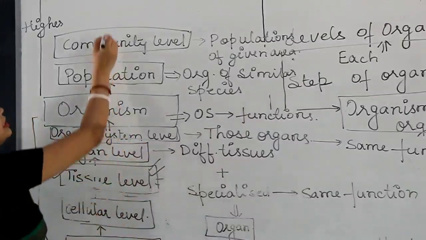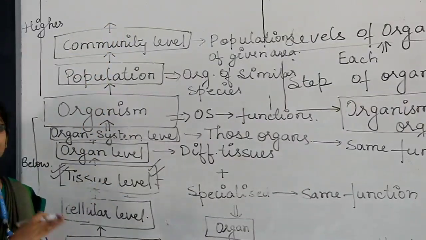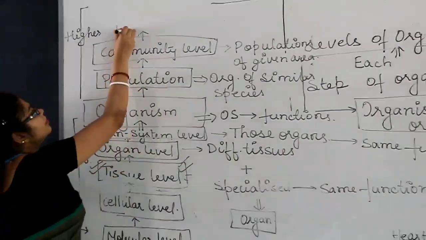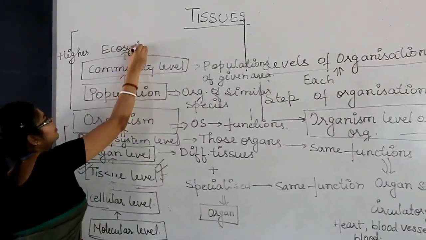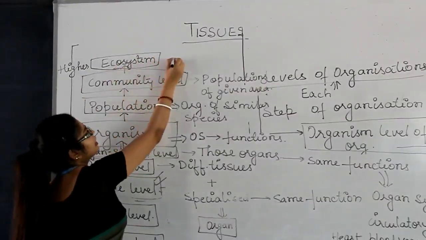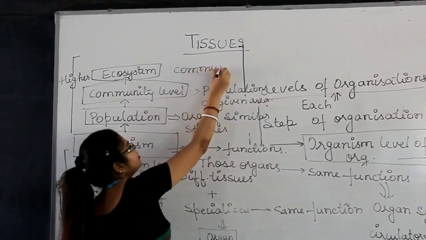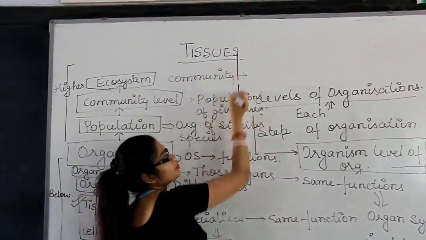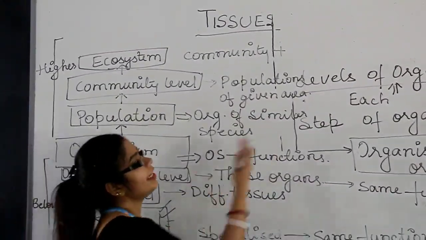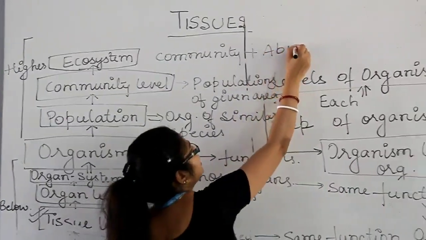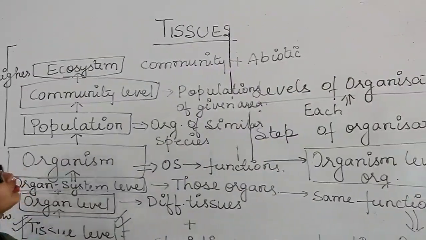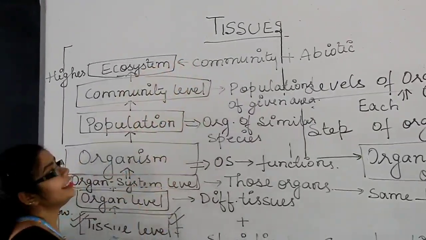Now we will find what happens. This community level will combine with abiotic factors and lead to the next level of organization, that is called the ecosystem. So here the community interacts with abiotic factors. Community means living organisms, and abiotic factors means non-living factors like air, soil, temperature, all taking place together. So this will constitute the next level, that is called the ecosystem level.